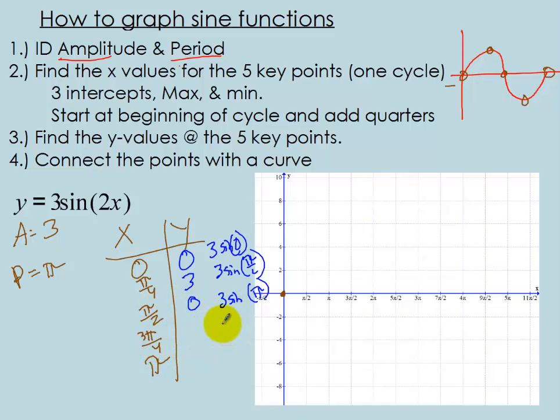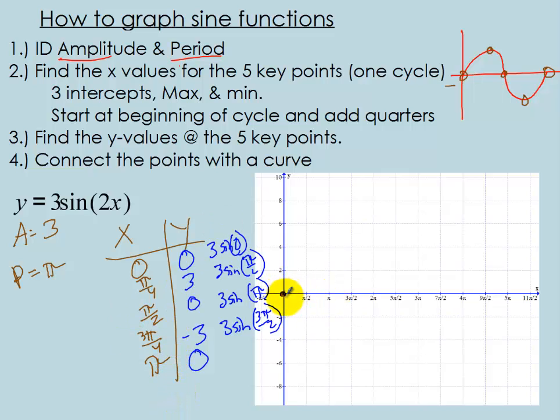Next one, 3 pi over 4, this will be 3 times sine of 2 times 3 pi over 4, which will be 6 pi over 4, which is going to be 3 pi over 2. And that happens at -1 for the y value. That's like the straight down on the unit circle. -1 times 3 will be -3. And the last value of pi, if you're just following this pattern, at the end of your cycle, you should end up at the same spot for the y value.